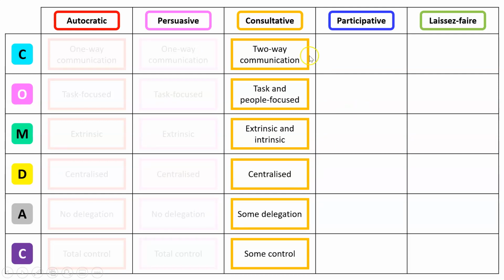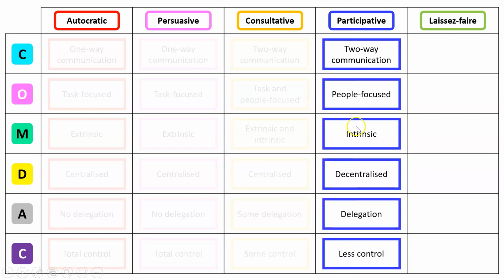Consultative and participative are similar. There's just one or two little differences. So consultative is two-way communication. It's a balance of task and people focused and extrinsic and intrinsic motivation. It's the decision making that's centralized. So with this one, you're going to get the feedback from employees, but ultimately the manager still makes the final decision. So we say there's some delegation and some control.